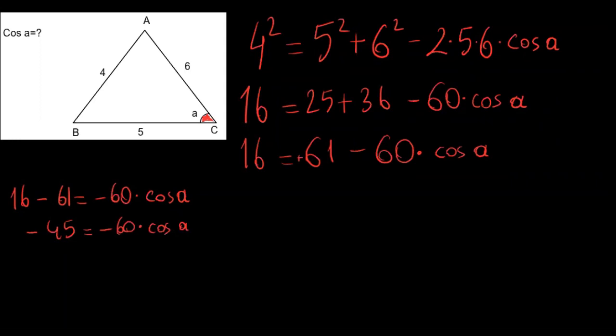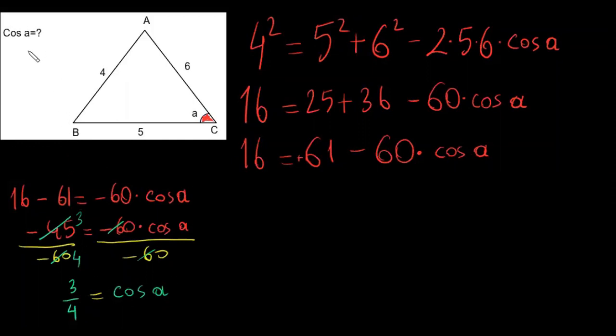Now I can divide both sides by negative 60. Negative 60 and negative 60 cancel out. I have cosine of A. Negative over negative is positive. 45 over 60, I can divide 45 by 15, it is 3, and 60 by 15, it is 4. Minus over minus is plus. So 3 over 4 is the answer. So cosine of A is equal to 3/4. This is going to be the answer.